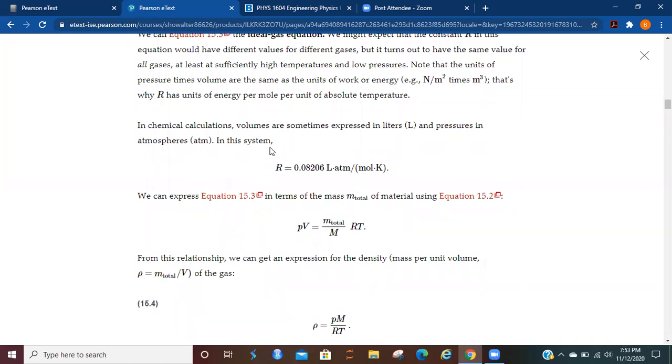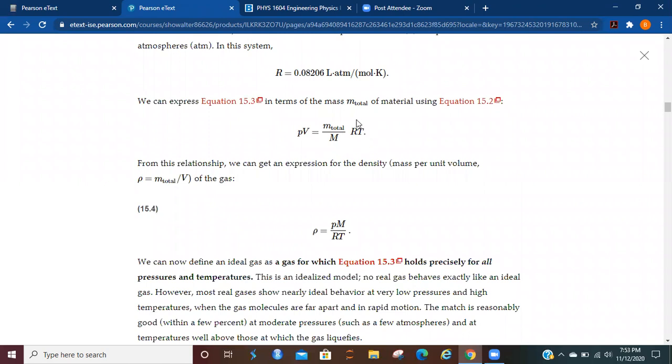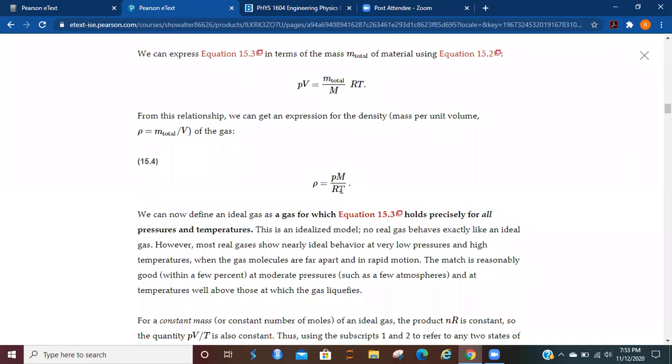If you need to change this constant around due to the units here, this is another value. If you take the ideal gas law and you change the number of moles here to the total mass divided by the molar mass, you can substitute this in for N, and thus you have this particular equation. Also, if you take the total amount of mass and divide it by the volume, you come up with the density. And this relationship right here shows you how the density of the gas relates to the other variables.